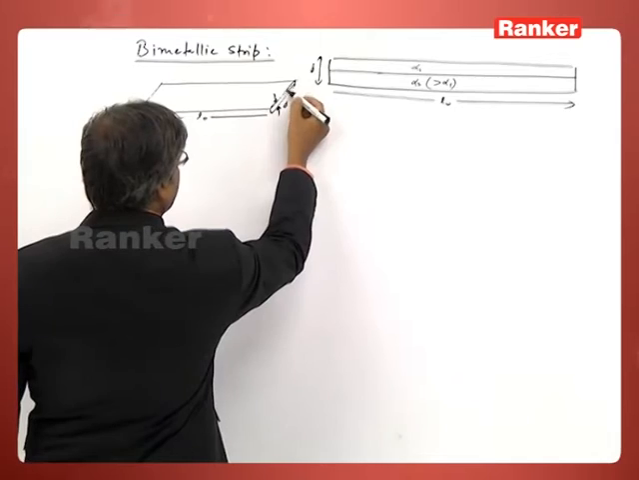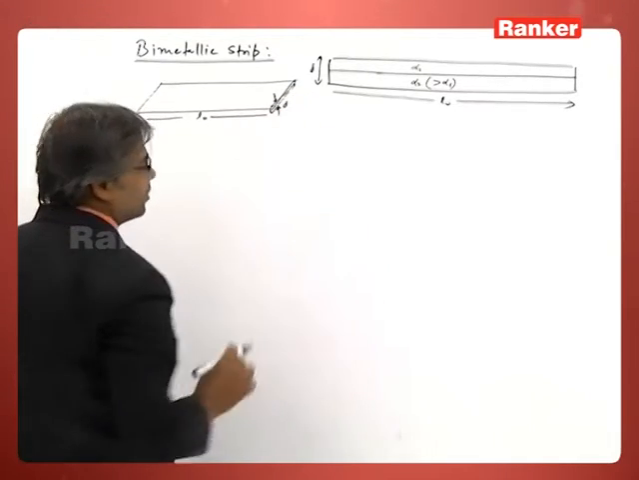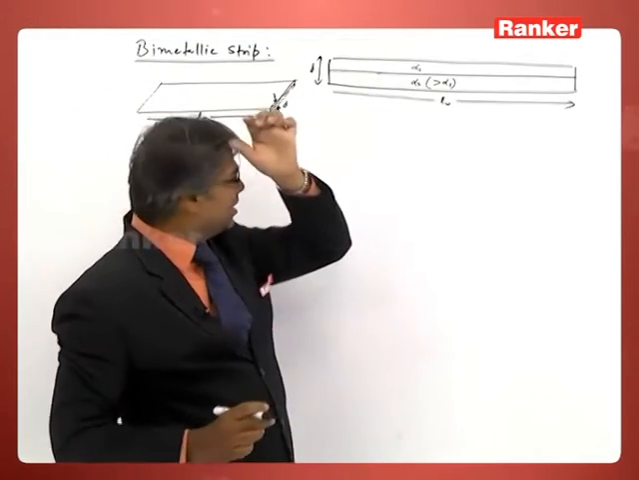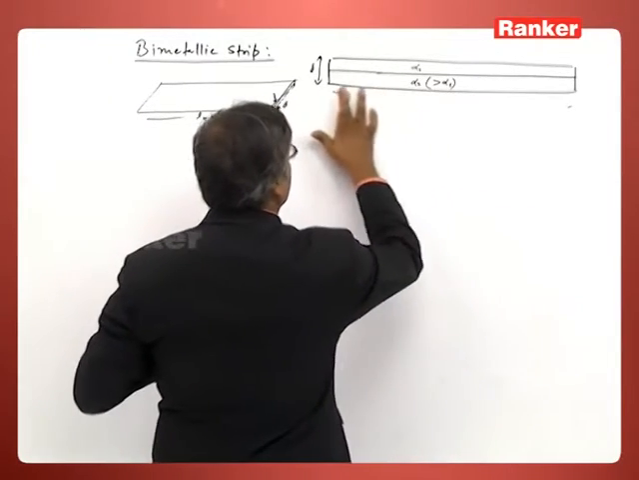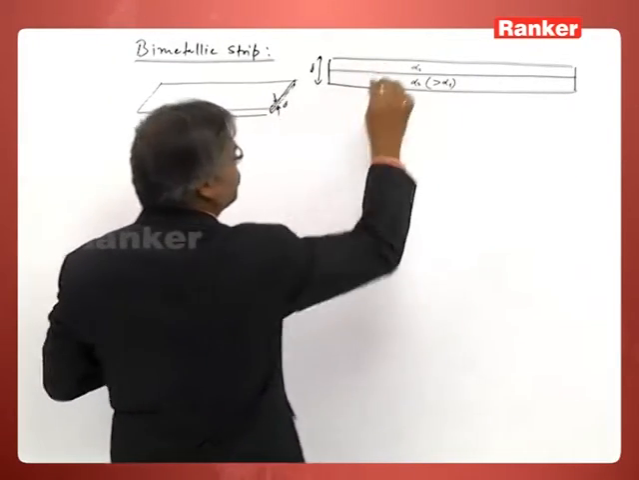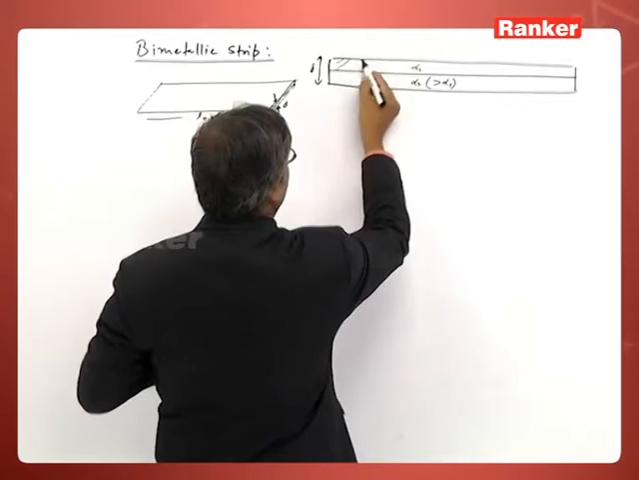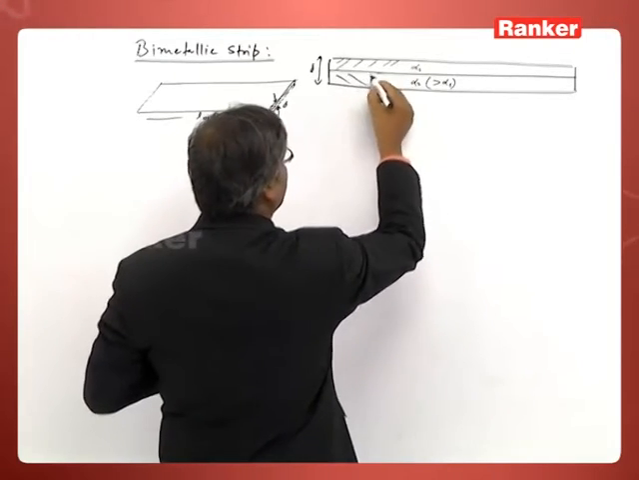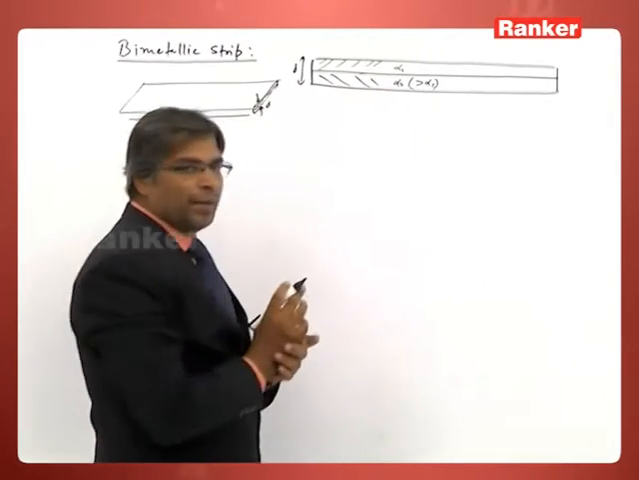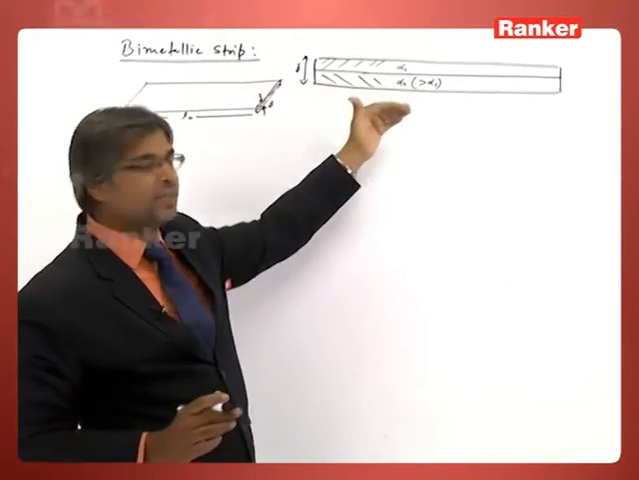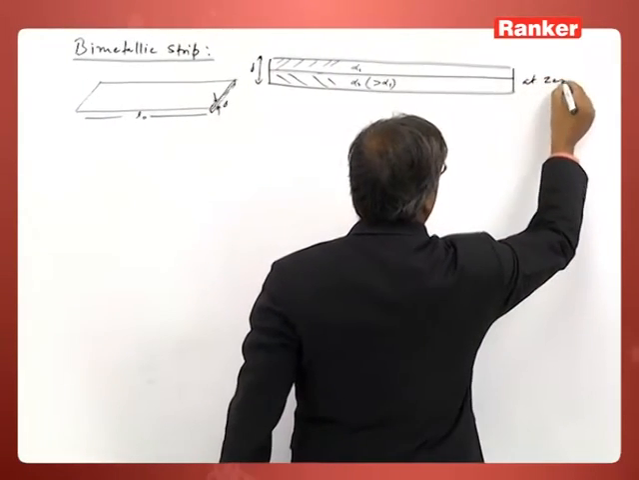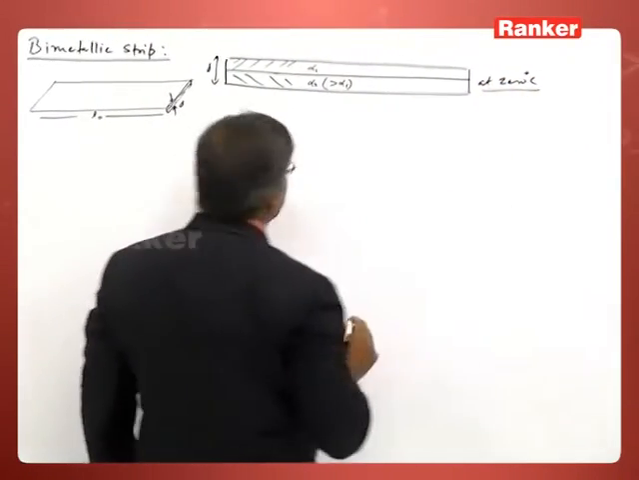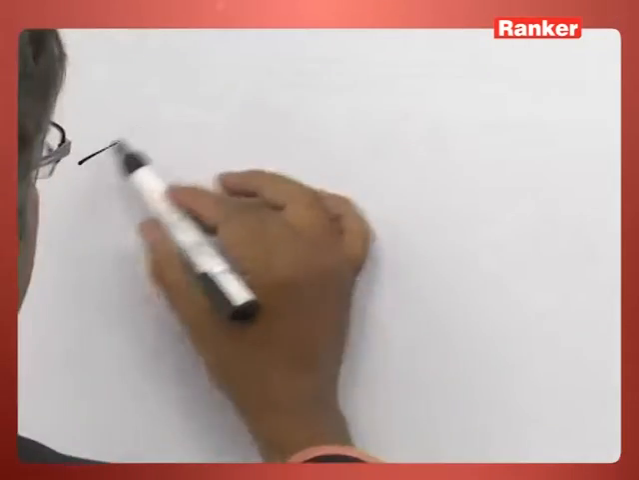So, it is two strips. Let us not write L naught here. It is just two strips, the upper one and the lower one. Now, what happens? This strip is straight at 0 degree centigrade.